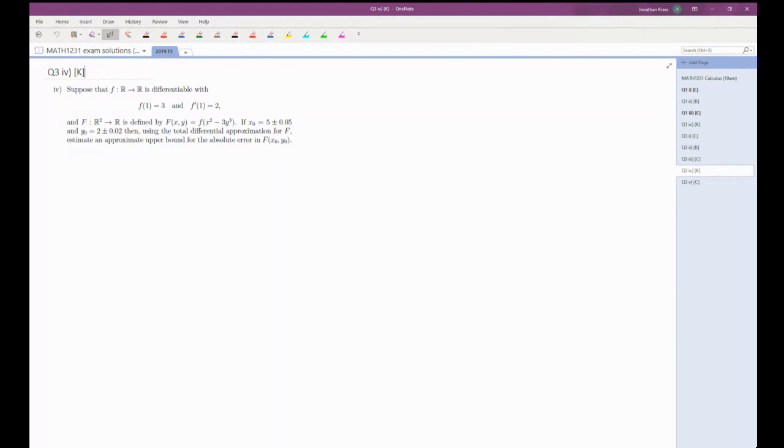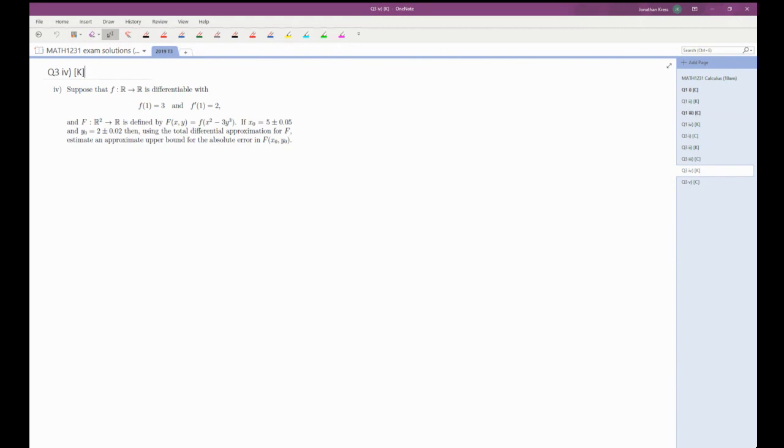So for functions of 2 variables, we stick to essentially the Taylor polynomial of degree 1, although we don't tell you that. We call it the total differential approximation. In second year, you'll look at higher order Taylor polynomials for functions of 2 variables. But here we're just sticking to first order and we're calling it the total differential approximation.